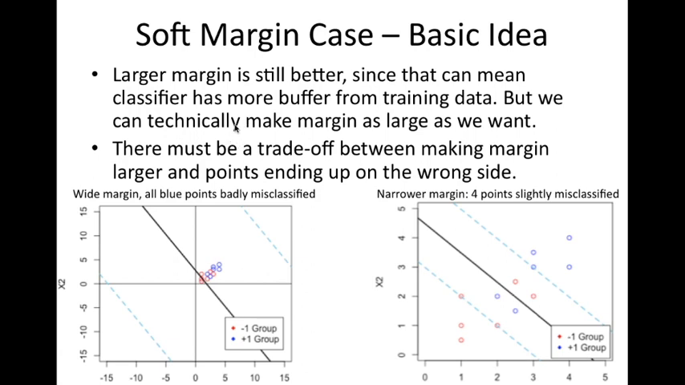So another point in how we want to set up the soft margin case, larger margins are still better as they were in the hard margin case, since we do still want to have more buffer around the training data to get a better classifier. But now we can technically just make margins as big as we want to, like in this case on the left here, with just absurdly large margins. So what's to stop us from just getting bigger and bigger margins? So we need to have a trade-off between making the margin larger and then ending up having just every point on the wrong side, because there's just no point to that.